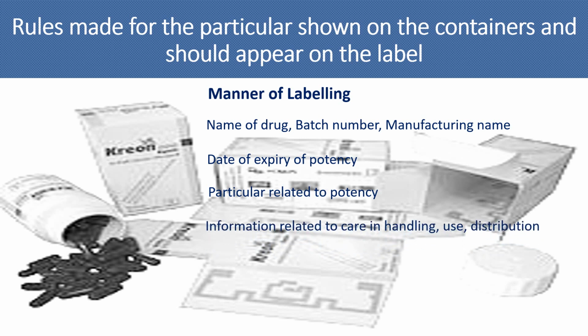Then particulars or precautionary information related to care in handling, use and distribution of drugs. Then particulars related to storage and manner of use. Then at last the general information, such as if it is a physician sample, then not to be sold. So this is the kind of manner of labeling that should be necessary on the label of the container.